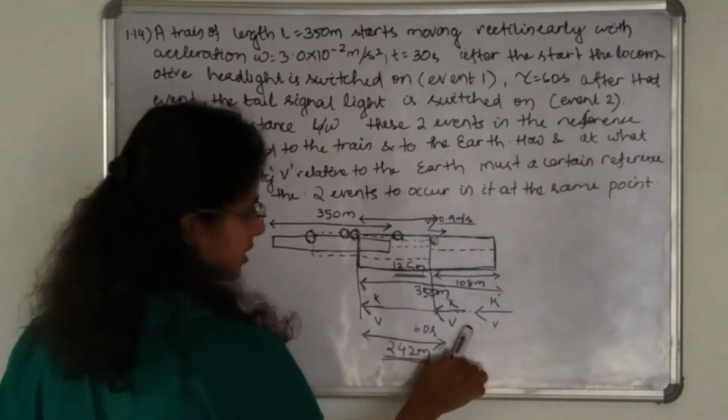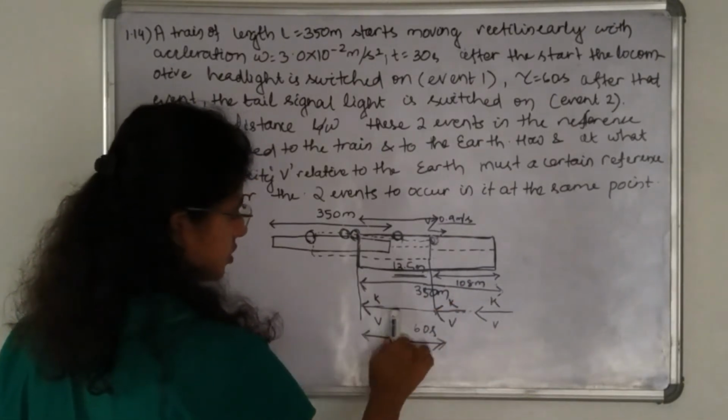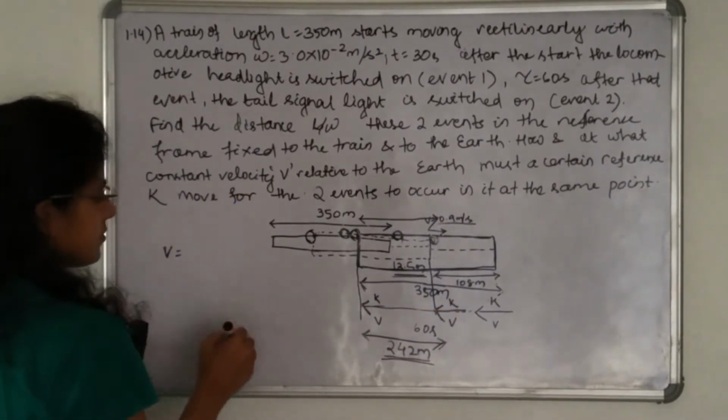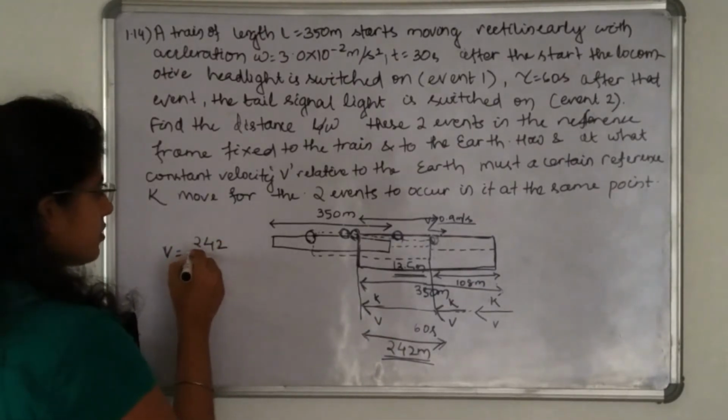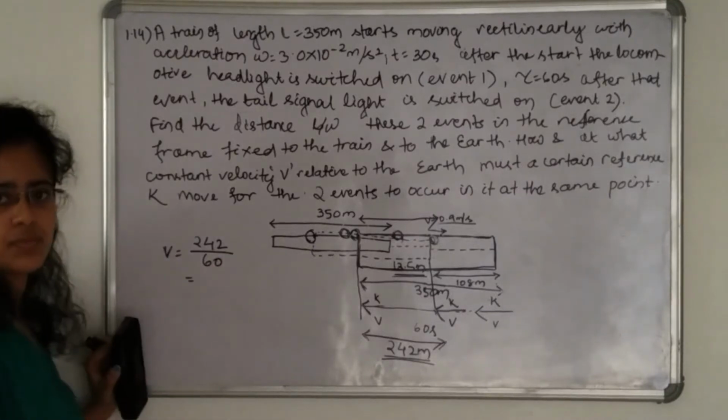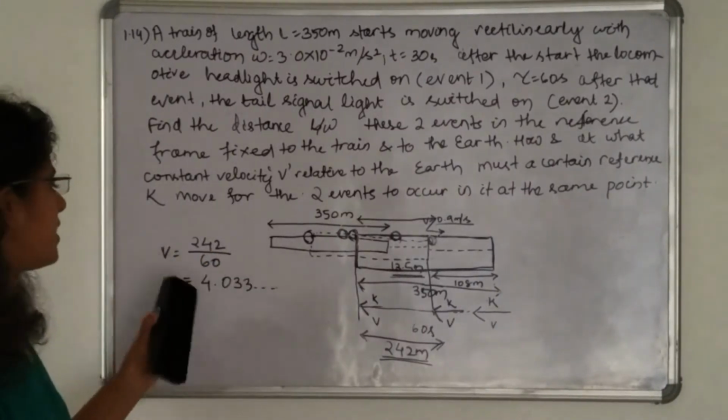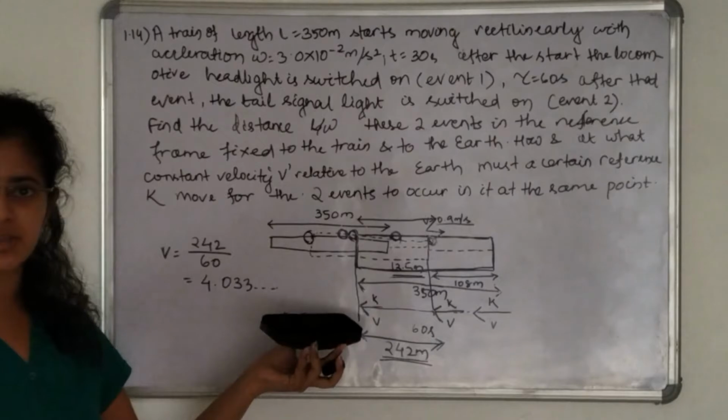We have taken that it is moving in this direction with constant velocity v. So v is distance divided by time, that is 242 divided by 60. So it has velocity 4.033 meter per second.